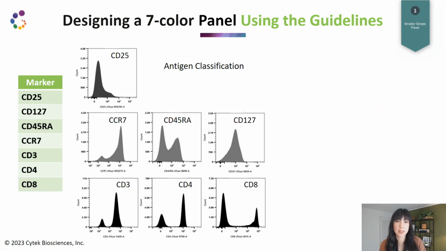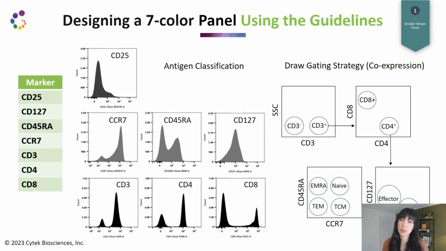Now let's use this example. We're going to design a 7-color panel on a 4-laser Cytek Aurora. So we're going to start out by classifying our antigens. On the top there, we have CD25. We can see that the positive signal is pretty low. So we're going to categorize this one as a tertiary antigen. The middle row, we can see that they either have intermediate density like CD127, or there's a range that we're trying to resolve both low and high density antigens. So we're going to call those ones secondary antigens. And then the third row has a very clear on-off pattern. So we're going to call those ones our primary antigens.